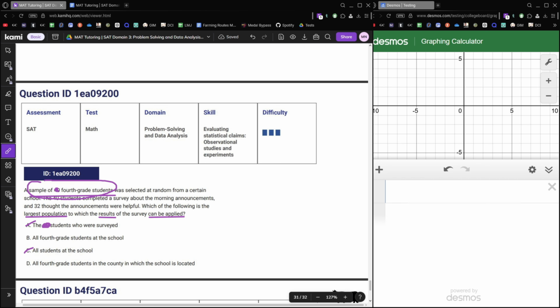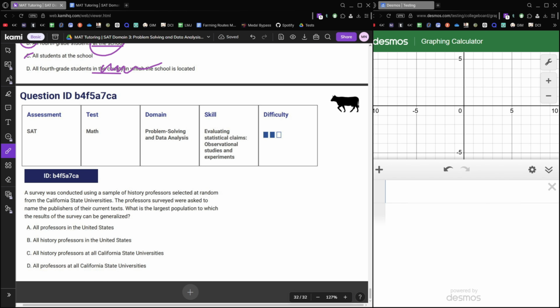Now we have to choose between at the school and in the county. And there's also a pretty clear answer. I kind of forgot to read it, but if you keep reading the rest of the sample, it's 4th grade students from a certain school. So the answer would obviously have to be at the school. It's not going to be in the county. Our answer will be B.